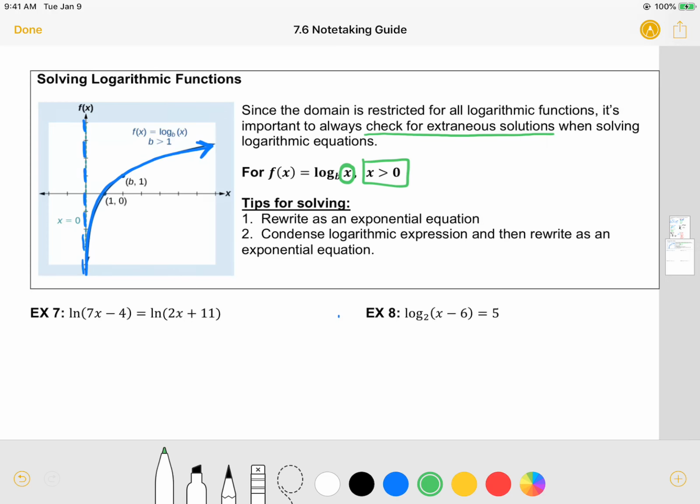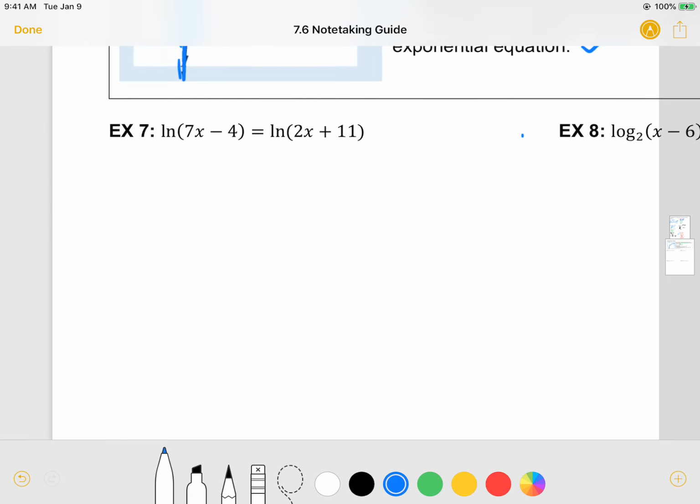Okay? And some tips here for solving logarithmic equations: you might want to rewrite in exponential form. That might help you. And you might want to do some condensing of your logarithmic expressions and then maybe rewriting them in exponential form. Okay? So let's look at example 7 here.